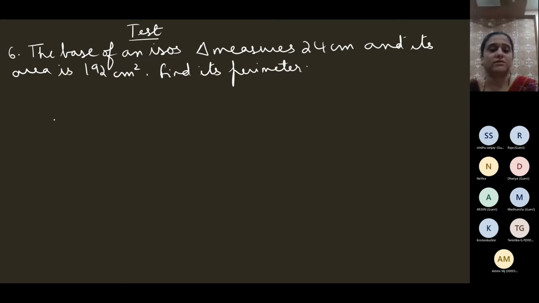Okay, the others completed. Make a note of the answer, 64 centimeter. I'll work out the steps and share them on WhatsApp later, not now. Or shall we do it now quickly?